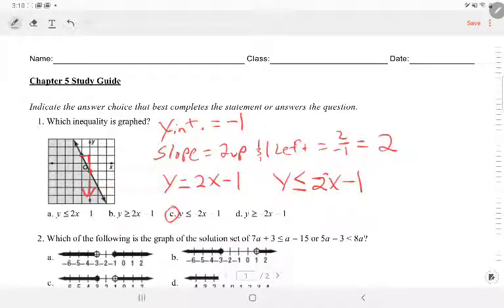And I could always check that. I could plug in a point in the shaded area and make sure it's true. So in this case, I could pick something like 2, 2. If I plug in 2, 2, it would be 2 is greater than or equal to 2 times 2 minus 1, where 2 is greater than or equal to 4 minus 1, which is 3. And of course that is true, so the answer is C.